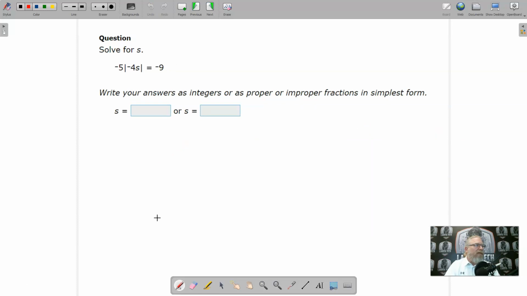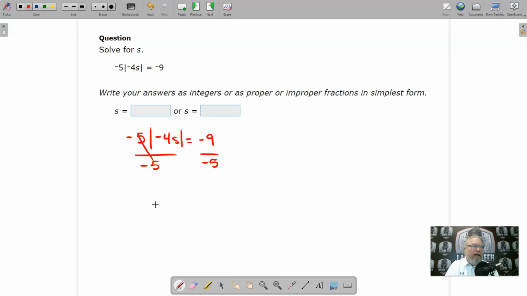Here I have -5 times the absolute value of -4s equals -9. Now you might be thinking, oh wow, wait a second, it equals a negative, so it can't equal a negative. Well, not so fast. Watch what's going to happen. We need to get rid of this -5 that's tied to the absolute value of -4s through multiplication. So we're going to divide by the number we want to get rid of. And what we do to one side, we do to the other. Now you see what's going to happen?